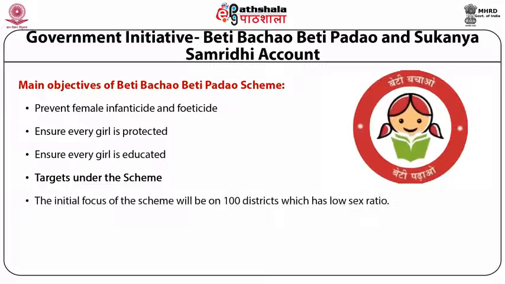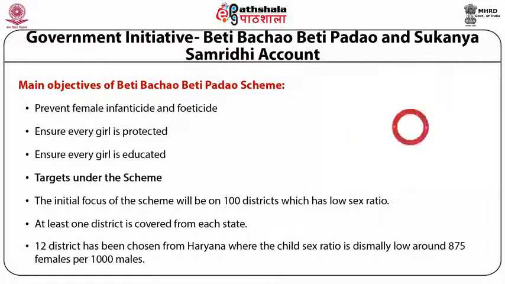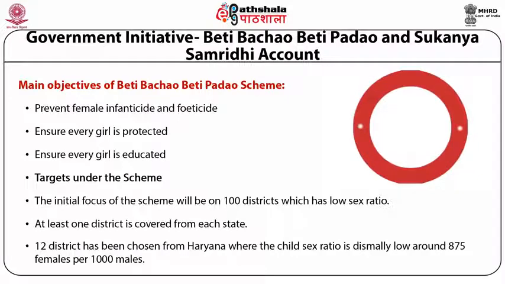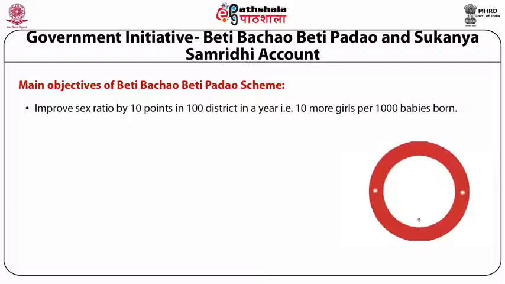The initial focus of this scheme will be on 100 districts which has low sex ratio. At least one district is covered from each state. Initially, 12 districts have been chosen from Haryana, where the child sex ratio is dismally low, around 875 females per 1000 males. Another target of the scheme is to improve the sex ratio by 10 points in 100 districts in a year. That is 10 more girls per 1000 babies born.